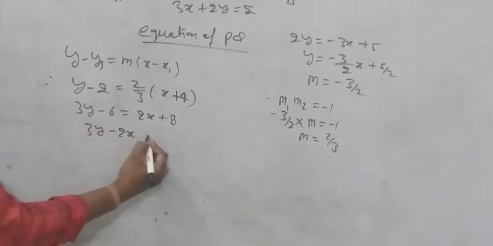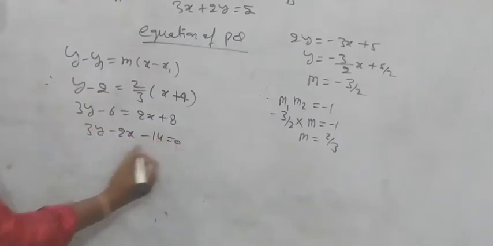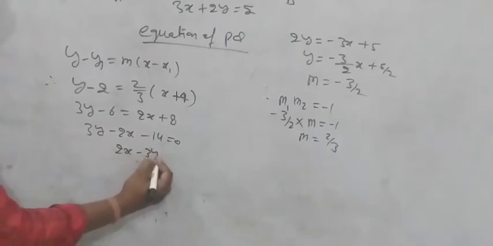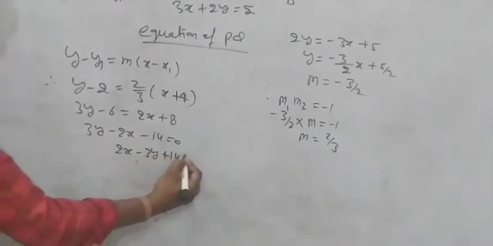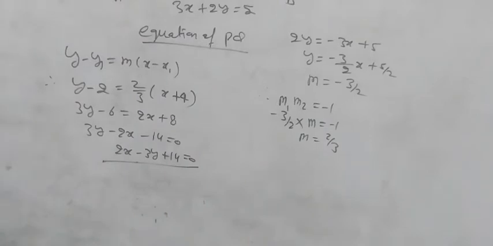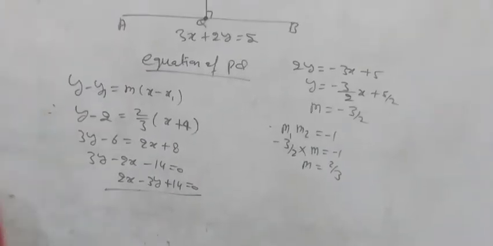3y minus 2x minus 14 is equal to 0. And 2x minus 3y plus 14 is equal to 0. Now this is the answer. Understood? Okay.